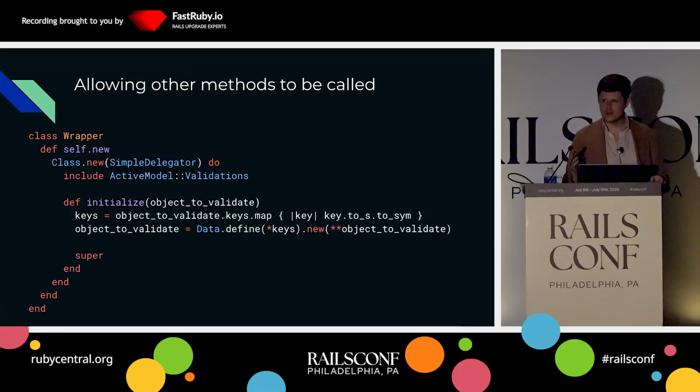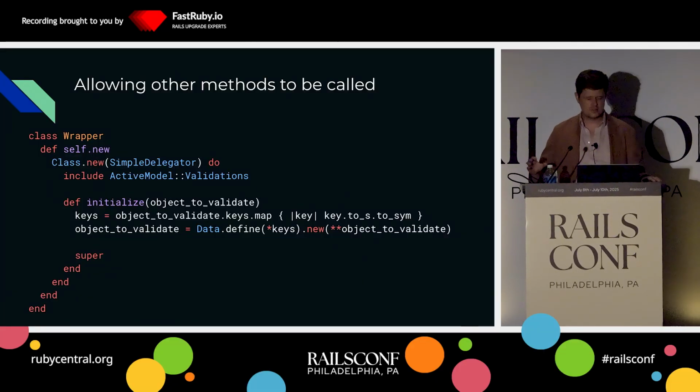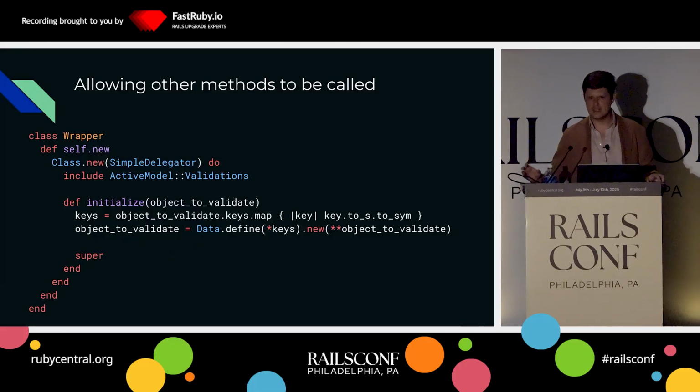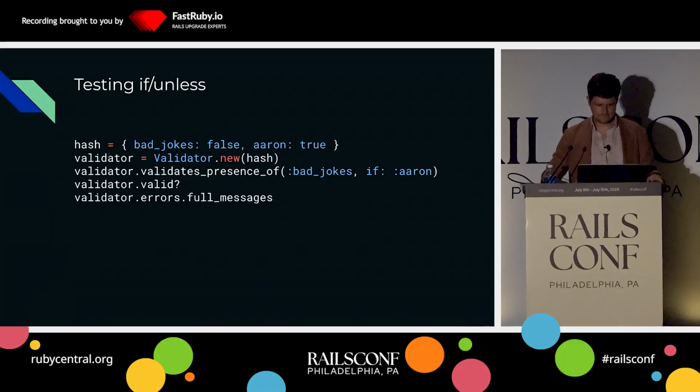So here we change our new anonymous wrapper classes to inherit from SimpleDelegator. In the constructor, we now wrap our hash in a data object. And so where we once had key value pairs, now we have basically a value object whose methods are the keys from our hash and whose return values are the values from our hash. And then we call super so that any methods that aren't defined on our anonymous class just get forwarded along to our new data object.